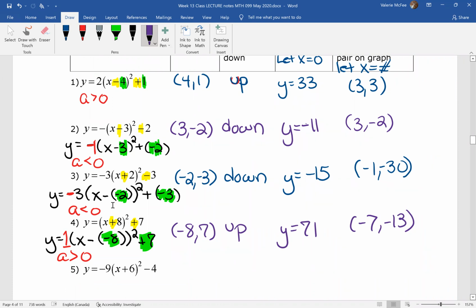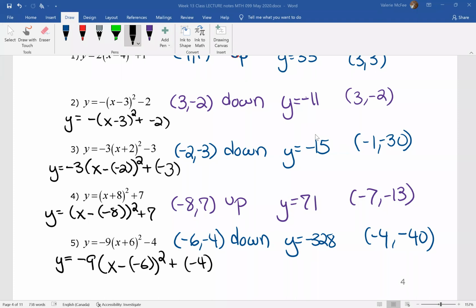And let's say for this ordered pair, we're going to let x equal negative 4. So you should have found a vertex of negative 6, negative 4. A is less than 0, so the parabola opens down. Our y-intercept when x equals 0 is negative 328. And when x was equal to negative 4, a point on the graph was negative 440.